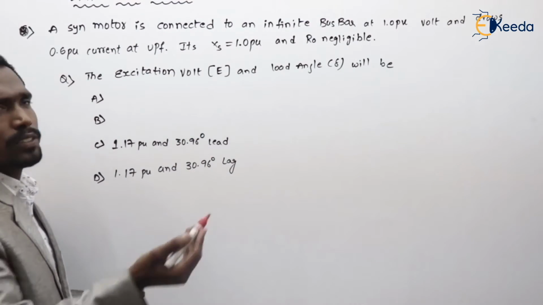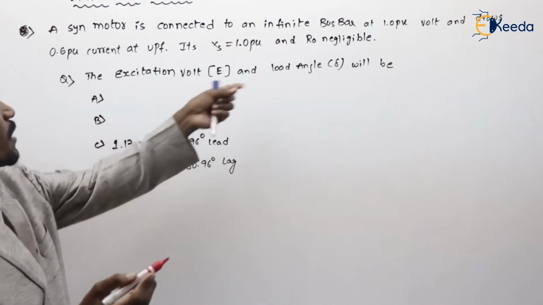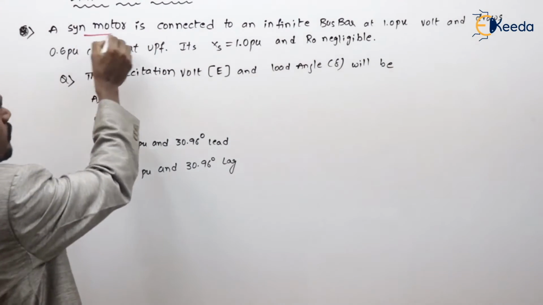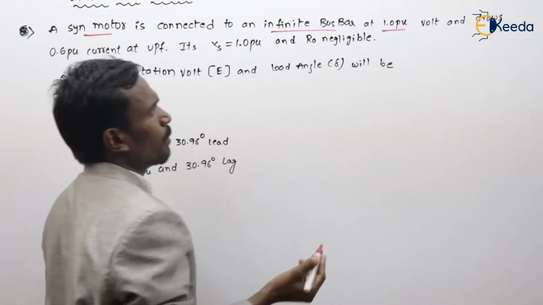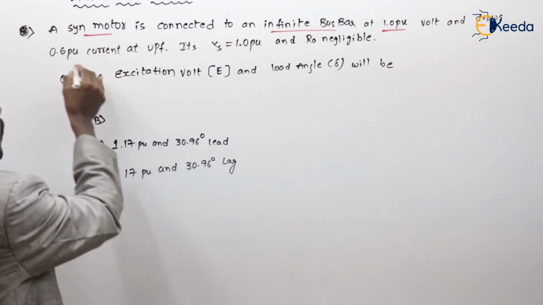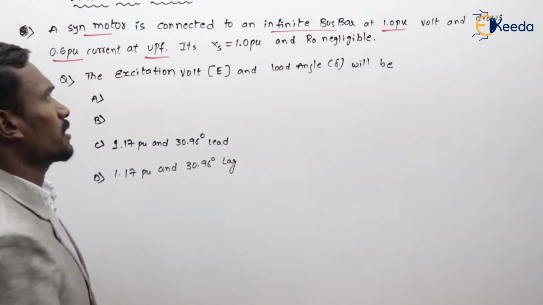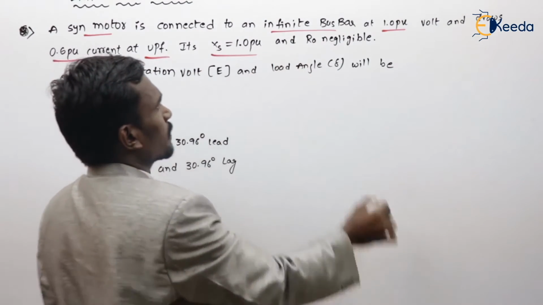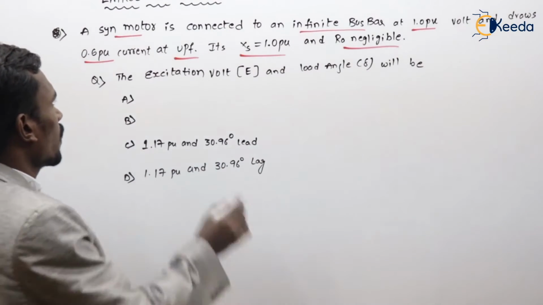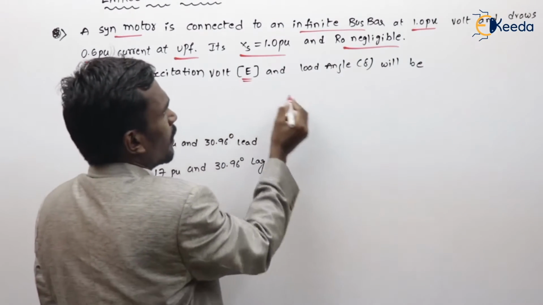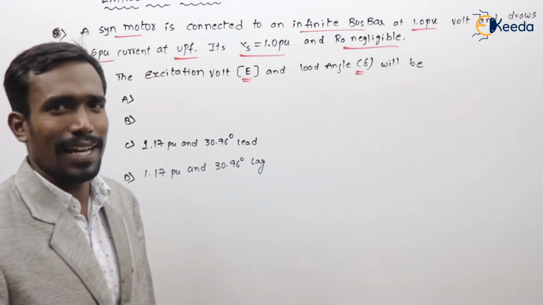Right, let's see the next question. This is a linked answer question. This is the common data. A synchronous motor is connected to an infinite bus bar at 1.0 per unit voltage and 0.6 per unit current, unity power factor, XS 1.0 per unit and armature resistance negligible. Then find the excitation EMF and the load angle.